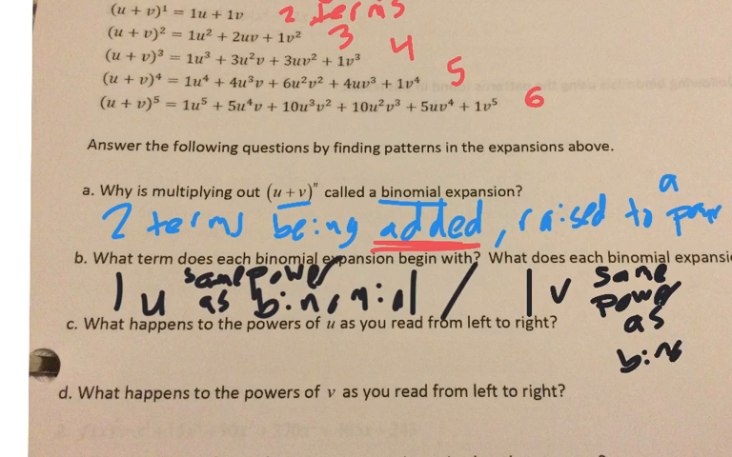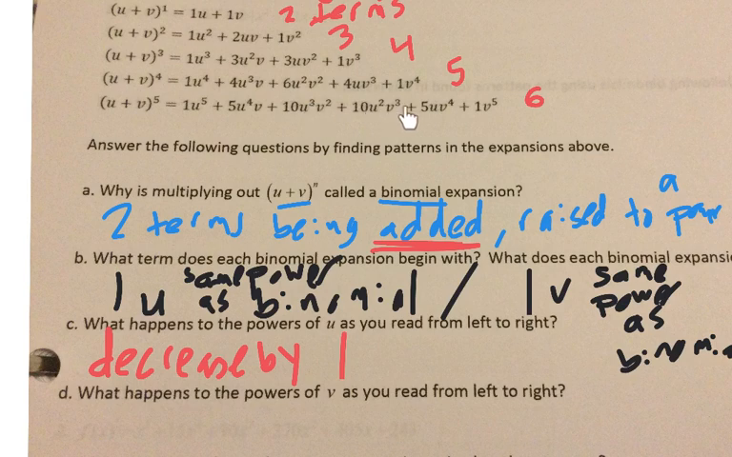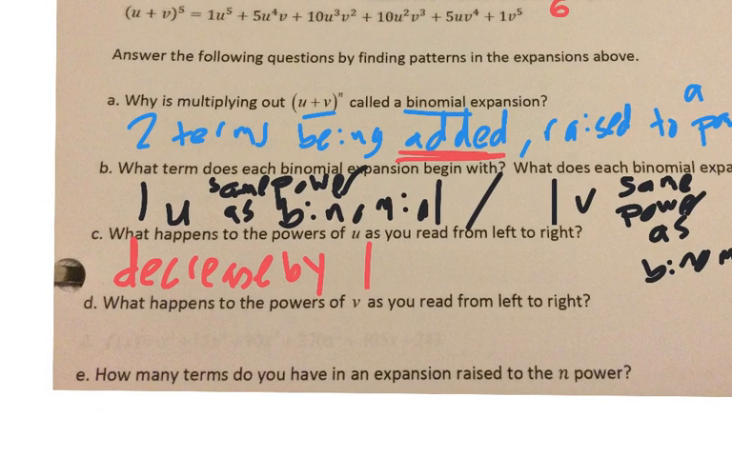Again, if you want to check, just look at the last terms. Now, what happens to the powers of u as you read from left to right? They decrease by 1. Right, u to the fifth, u to the fourth, u to the third, u to the second, u to the first, u to the 0. Right? U's decrease by 1. What happens to the powers of v as we read from left to right? They increase by 1.